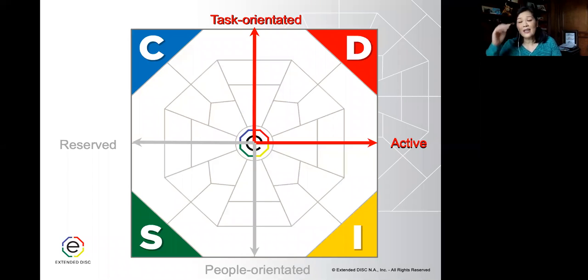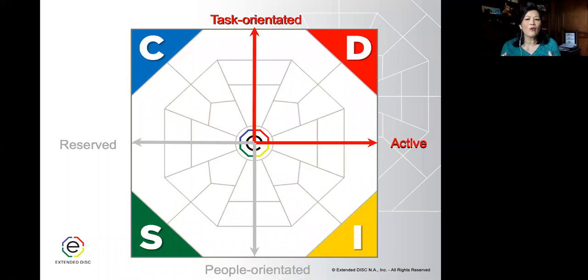Now, that's not to say you can see that D styles are task oriented as well as on the active side. It's not to say that your D styles cannot focus on people and that they can only focus on tasks. But when we talk about our natural preferences, the D style naturally prefers to focus on tasks. They tend to go to tasks first, but that doesn't mean they don't have the ability to focus on people as well. So it's not about ability, it's just about natural preference.